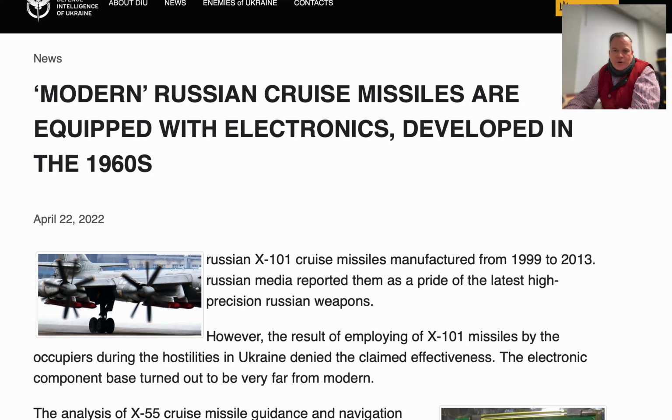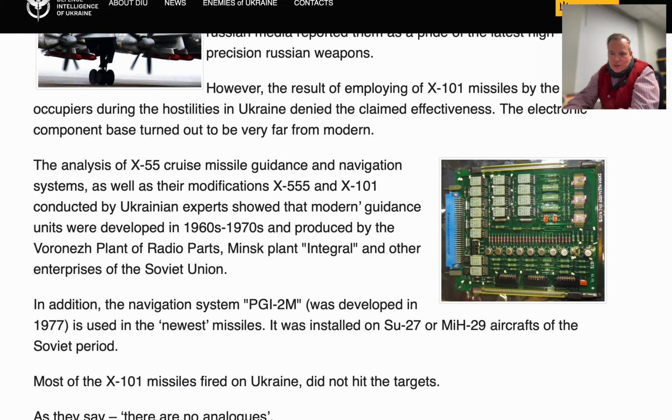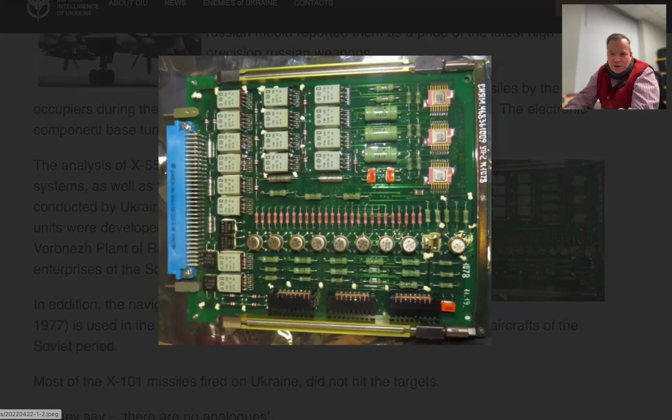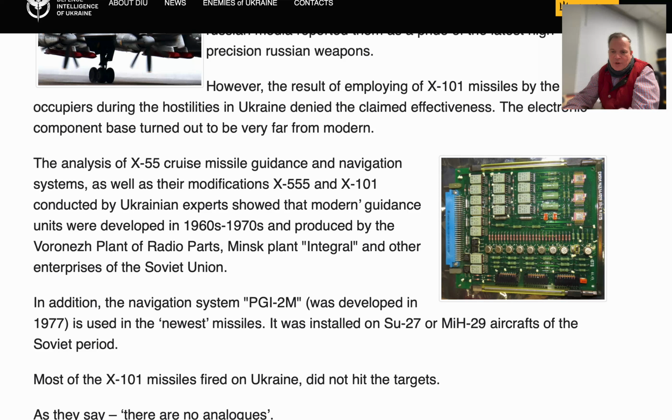And it says, modern Russian cruise missiles are equipped with electronics developed in the 60s. So anyway, they show us these electronics, so you can take a look at that. And you can see, I believe, the vacuum tube and the old style circuit board. So they want us to believe that the most modern missiles that Russia is using is just a combination of old tech kind of modernized and put into service.